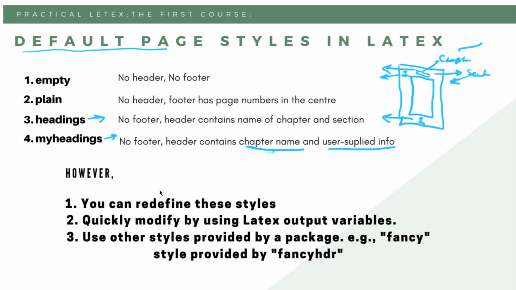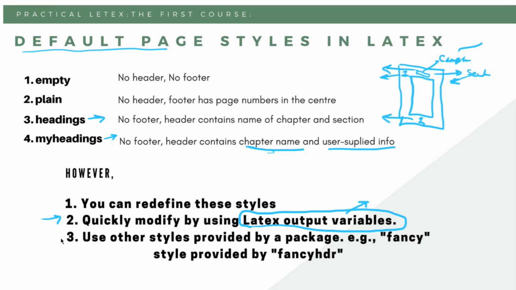The first option is that you can actually redefine all of these pages in LaTeX. And the second option is that while making the PDF, you can use certain output variables. By using these output variables, you can change the look and feel of the output document. So your LaTeX document can use any of these page styles, but while creating the output, you can change this with certain variables which you can use.